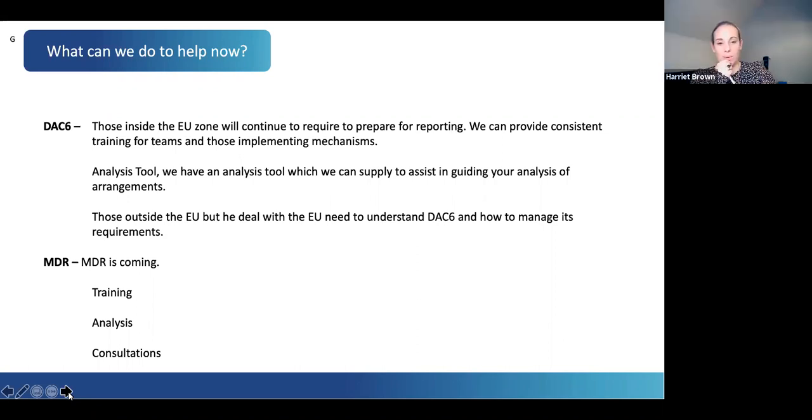The other thing that's important if you're outside of the EU is understanding the interaction between DAC6 and MDR, to the extent that there is an interaction, particularly with regards to double reporting. Okay, so we can provide you assistance with all of those things. On MDR, MDR is coming. Again, we can provide training, analysis, and consultations. These are the 4 things that we can do to help, or 3 things that we can do to help you.